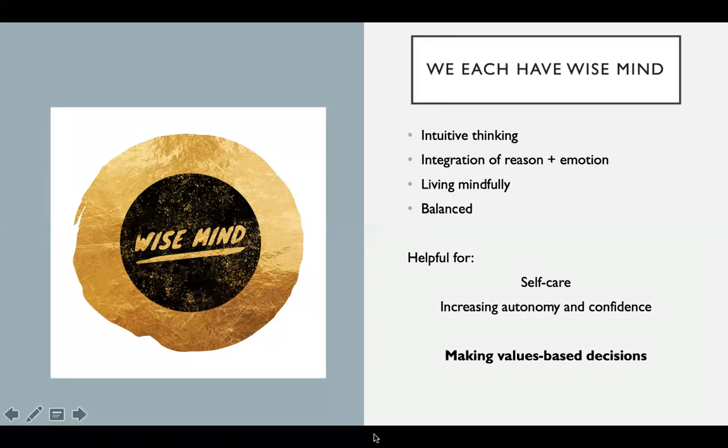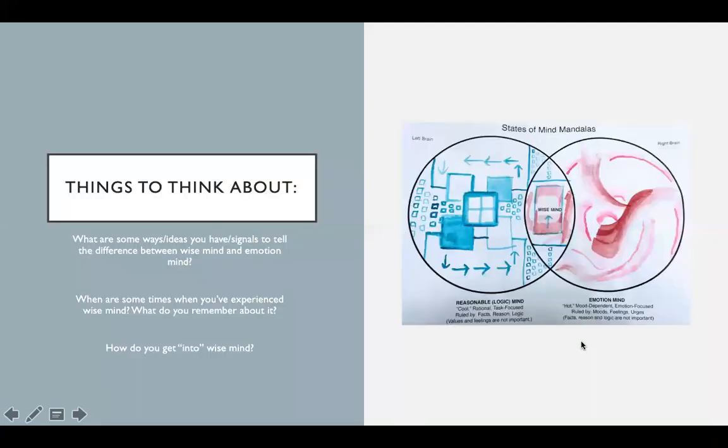So if you have any questions as we're going through this, or if you're really like, hey, I'm not picking up what she's throwing down, make a note to yourself and bring it up. And I think the beautiful part about this is that we can all share our own experiences with regard to what it's like to access wise mind and what gets in the way of getting there. So make a note.